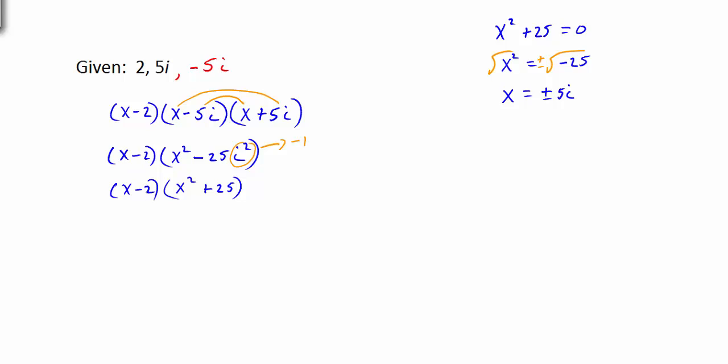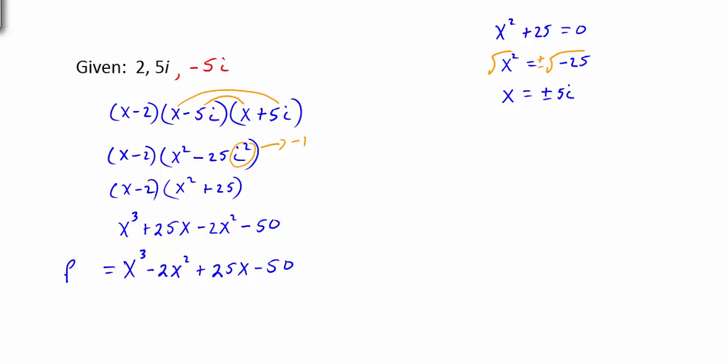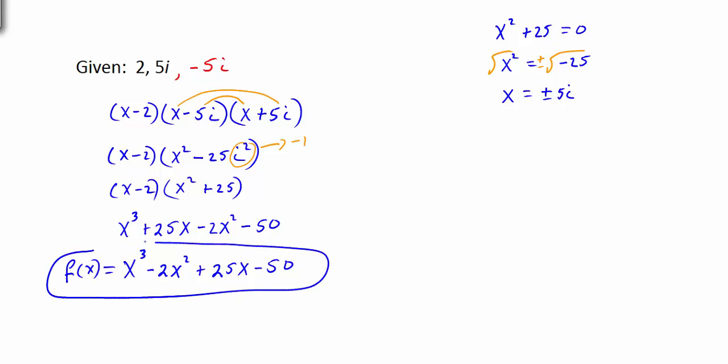All right, now all we have left to do is multiply. We distribute the x: x times x squared is x cubed, and x times 25 is 25x. Now distribute the negative 2: negative 2 gives us a negative 2x squared, and negative 2 times 25 is negative 50. Arranged in descending order, we have x cubed minus 2x squared plus 25x minus 50, and this is our polynomial function that has the zeros 2, 5i, and negative 5i.